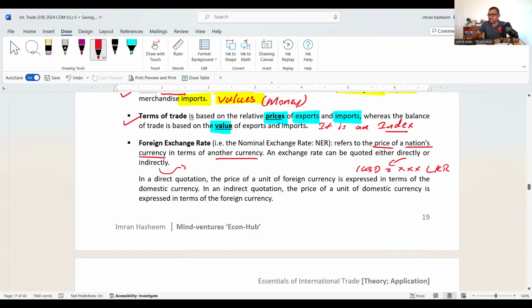Okay, you obviously see the difference, I'm sure. 1 LKR equals how many US dollars? How many US dollars? So there are two ways to give a country's exchange rate. That's a concept. Then it says in a direct quotation price unit, that is that indirect quotation, fine.